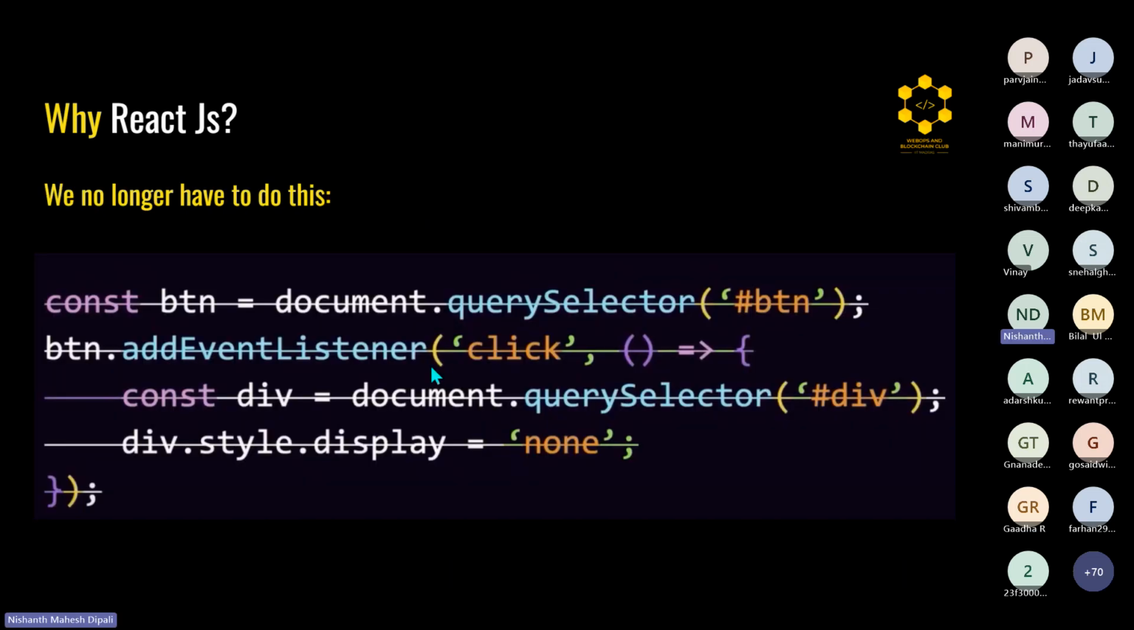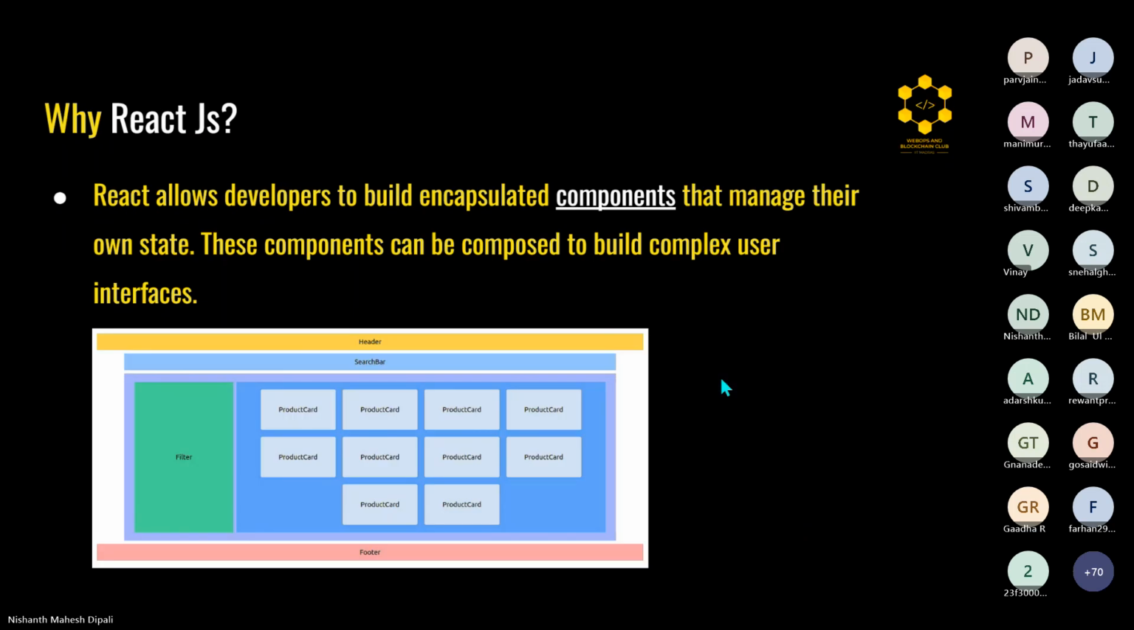So basically, before we had to do all of this, first select whatever the element we want using a query selector and then push the updates. We no longer have to do this.